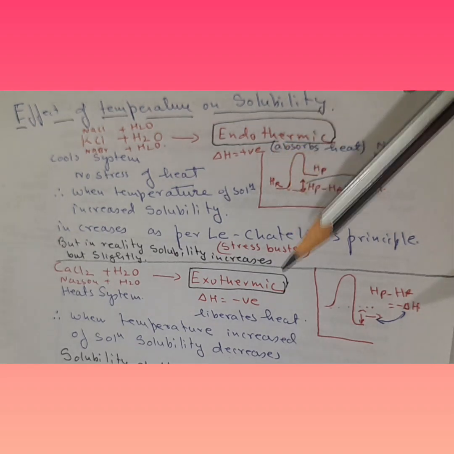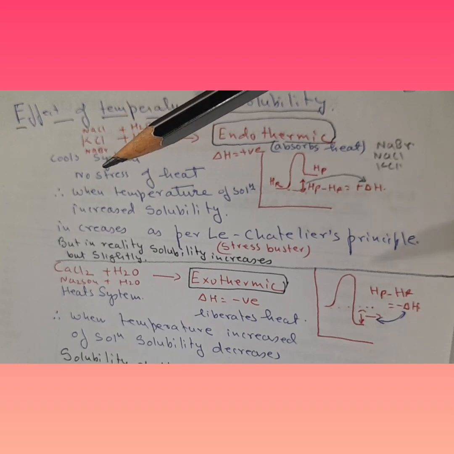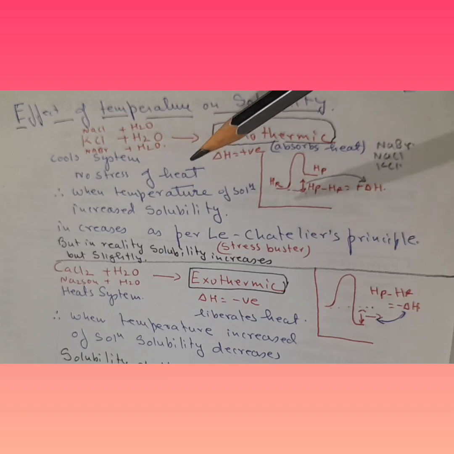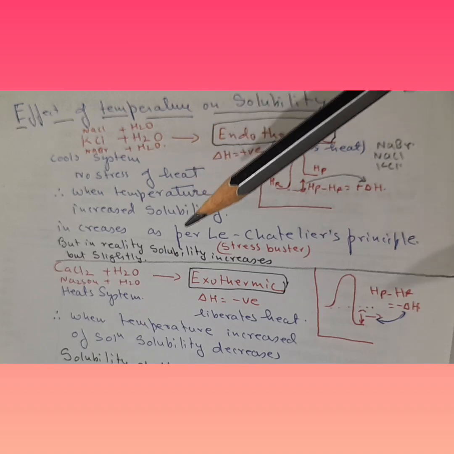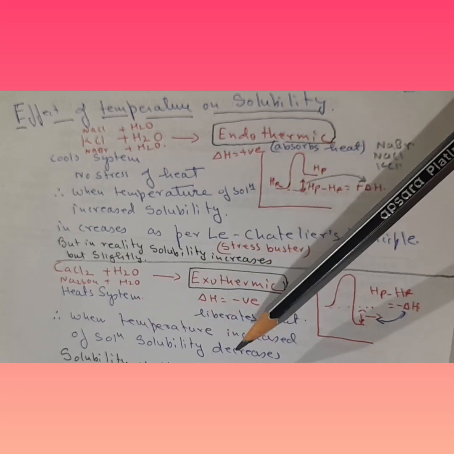Alright, endothermic, exothermic. In an endothermic process, when temperature is increased, solubility also increases, and in the case of an exothermic process, when temperature is increased, solubility decreases. Alright.